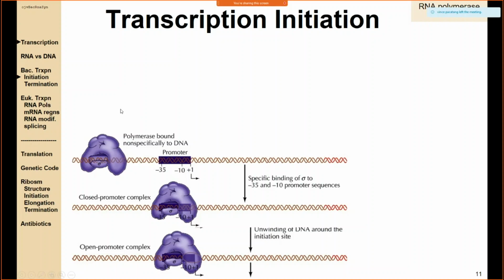Okay, so it can bind ahead and scan, and it gets here. And then when it gets to that section I just showed you, the -35 to -10, it becomes the closed promoter complex, okay? And when it's opening the DNA so it can start transcription, that's the open promoter complex, and then it can start going.